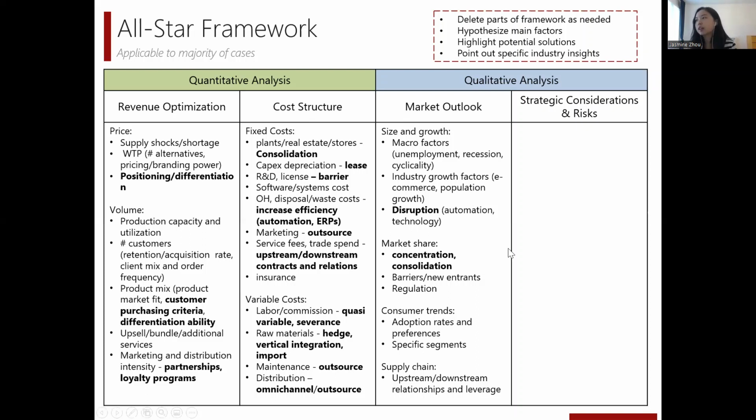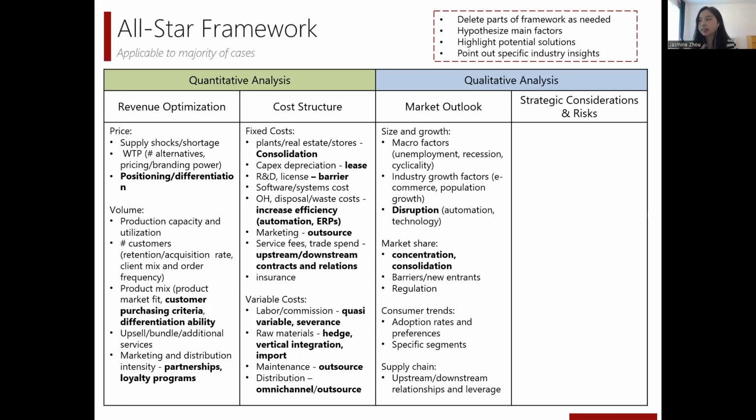So for size and growth, that is looking at the current size of the market, but then also what is the potential size in the future and how fast it will grow. So this is dependent on macro factors such as unemployment, recession, cyclicality within the industry, and the overall bigger economy. You also have industry growth factors that are specific to the industry. And this is where you can, again, highlight those industry specific insights. So maybe it's e-commerce, or maybe it's population growth, or some sort of trend or growth in other related industries that is causing this industry to grow.